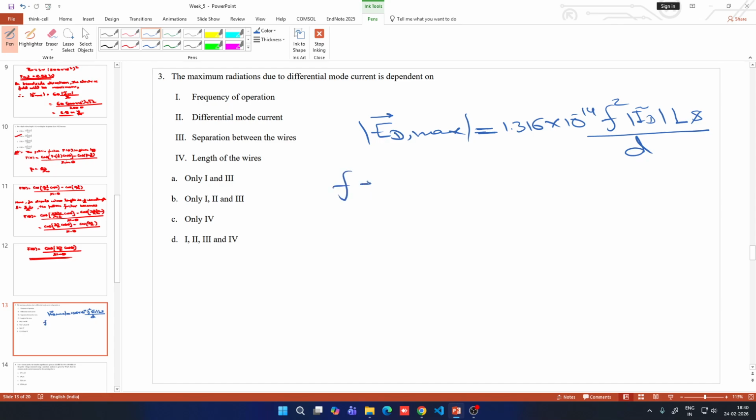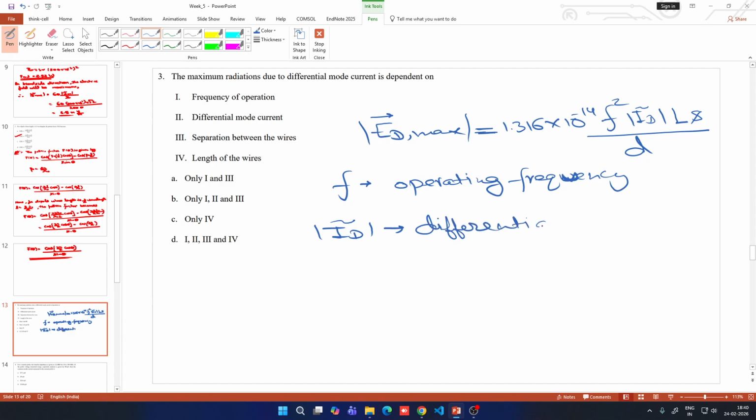So here F is the frequency, the operating frequency. I_D is the magnitude of the differential mode current, L is the length of the wire, and S is the separation between the wires.